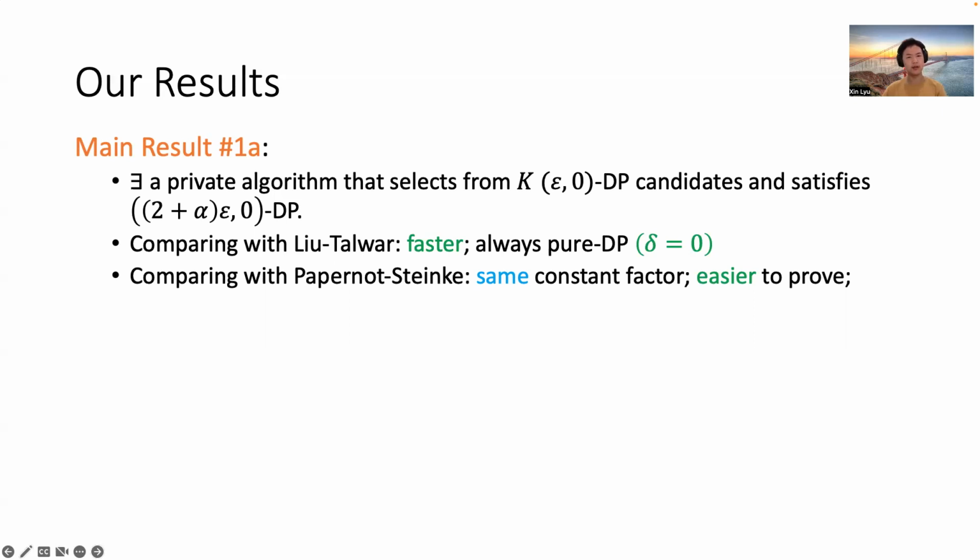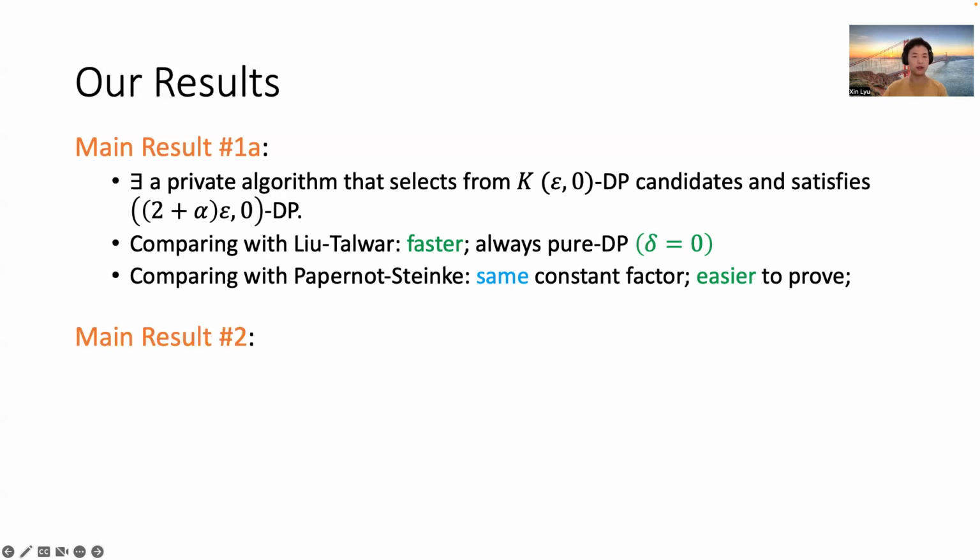And I would also like to mention that it is proved by Liu and Tower that an overhead of 2 in the privacy degradation is optimal if you want to select from many DP candidates. So in that sense, the Liu-Tower algorithm, the Papernot-Steinke algorithm, and our algorithm are essentially optimal in terms of the privacy overhead.